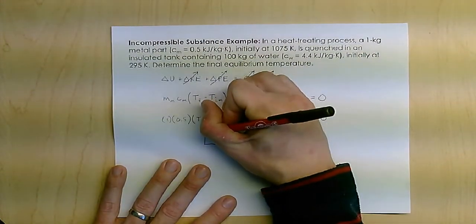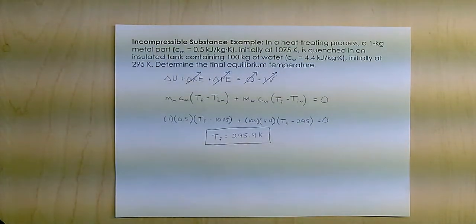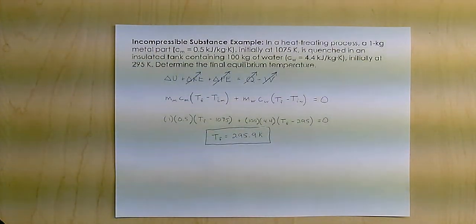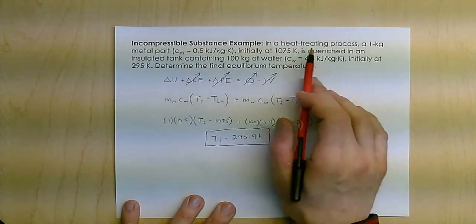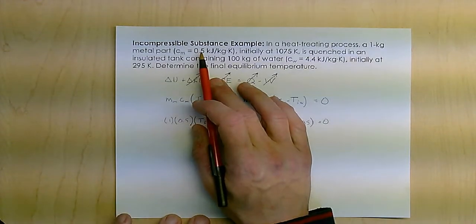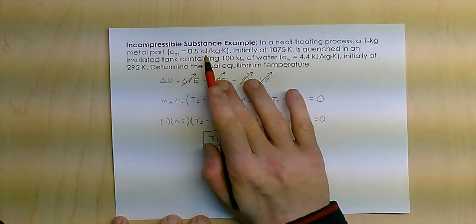And again, that makes sense for 2 reasons. First of all, I have 100 times more water than I do metal, so the water can absorb a lot more just because there is a lot more water. In addition, the specific heat of water is much larger than the specific heat of the metal, meaning it's going to take more to get a temperature change in the water than it is in the metal.